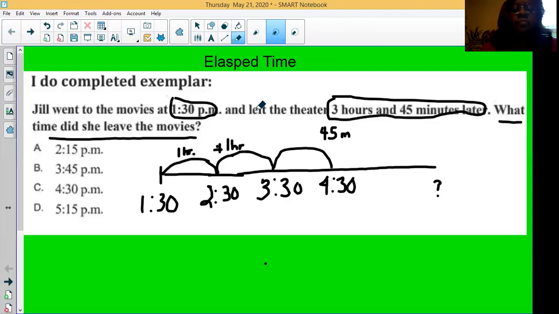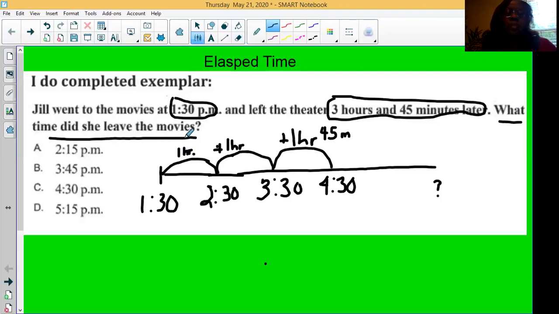So I'm going to label my last jump plus 1 hour. So that's 1 hour here, and then I have a second hour here, and there's my third hour. So that takes care of my 3 hours right there. All of this right here is my 3 hours. I'm going to put 3 hours up here. Okay. Now there's an additional 45 minutes right here that we need to add.